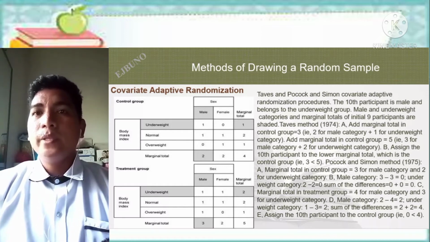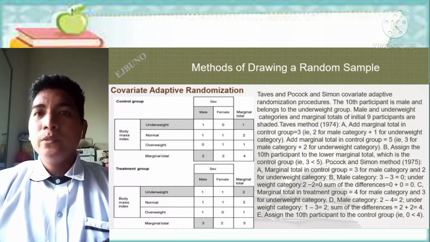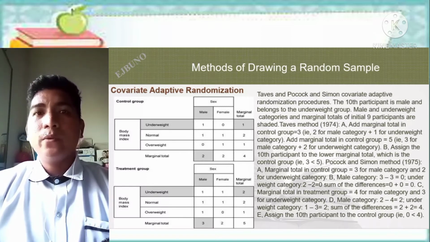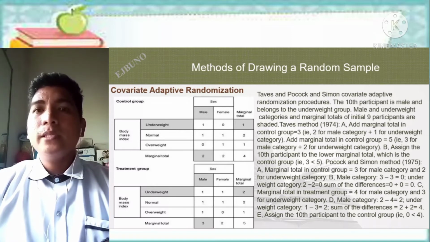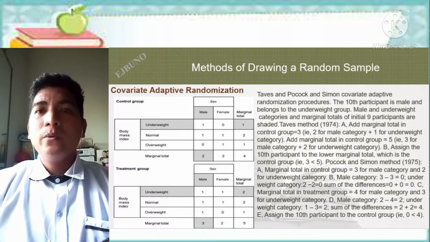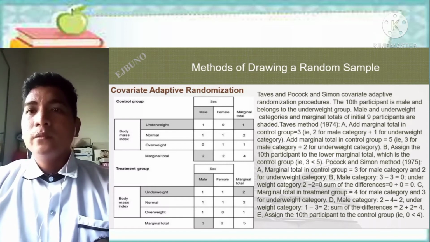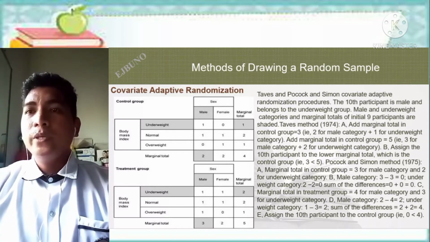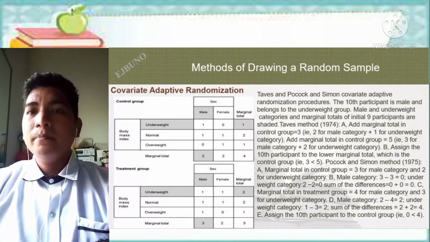Taves method, 1974. A: add marginal totals in control group equals 3, 2 for male category plus 1 for underweight category. Add marginal totals in treatment group equals 5, 3 for male category plus 2 for underweight category. B: assign the 10th participant to the lower marginal total, which is the control group, since 3 is less than 5.